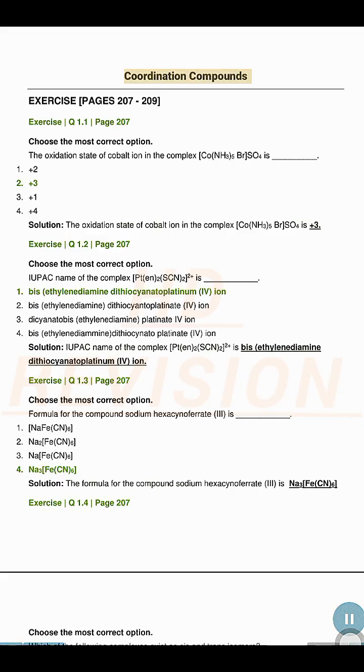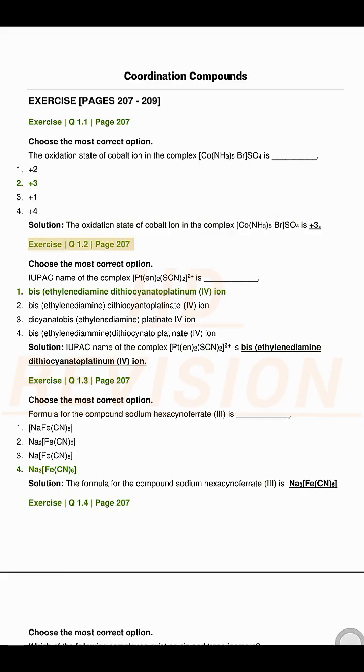Coordination compounds. Exercise pages 207 to 209. Exercise Q1.1, page 207. Choose the most correct option. The oxidation state of cobalt ion in the complex [Co(NH3)5Br]SO4 is: 1. +2, 2. +3, 3. +1, 4. +4. Solution. The oxidation state of cobalt ion in the complex [Co(NH3)5Br]SO4 is +3.